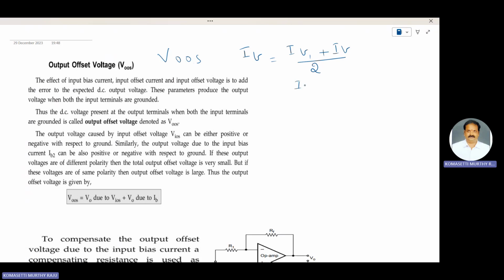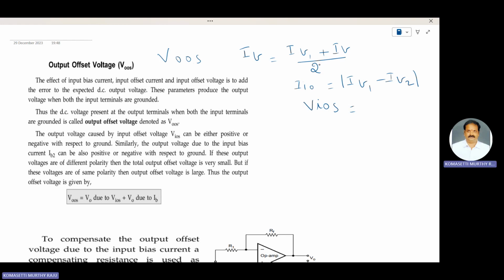Input offset current, IIO, is equal to the algebraic difference between these two base currents, IB1 and IB2. Input offset current is the algebraic difference between these two op-amp currents. Input bias current is the average of these two input base currents.